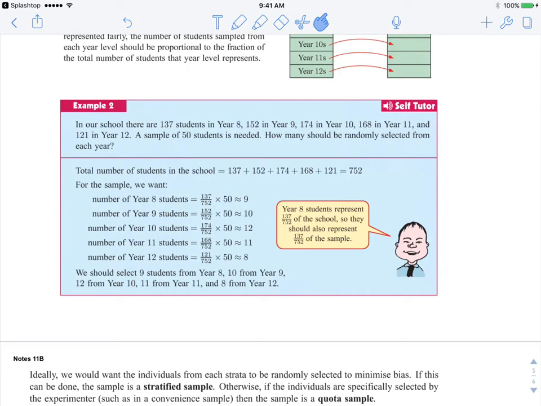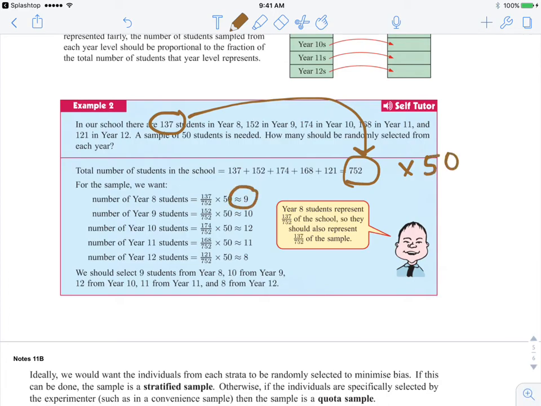So you want to go ahead and add up all of the students. There are 752 students in the school. Then you divide 137 by the total and multiply it by 50. So you would sample approximately 9 students in year 8. And you would continue that for years 9, 10, 11, and 12. That tells you how many you should randomly select.